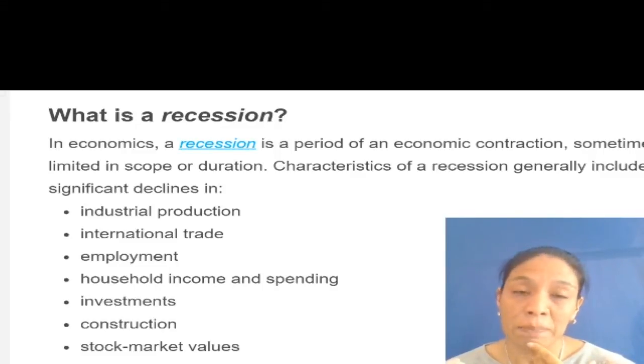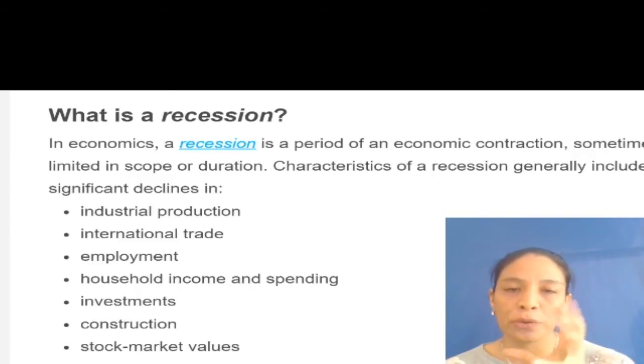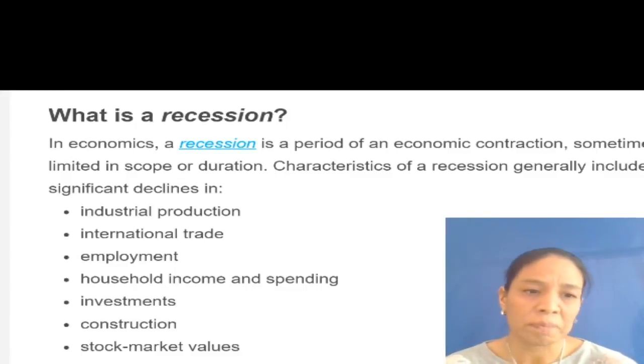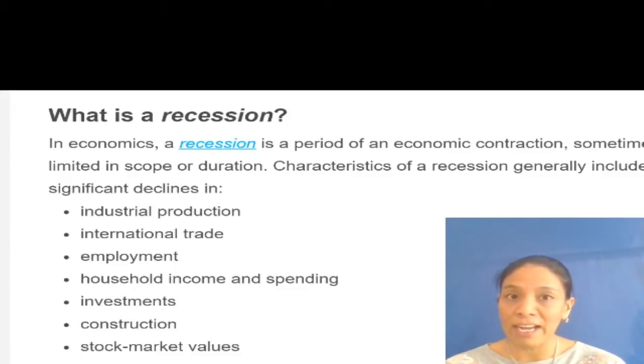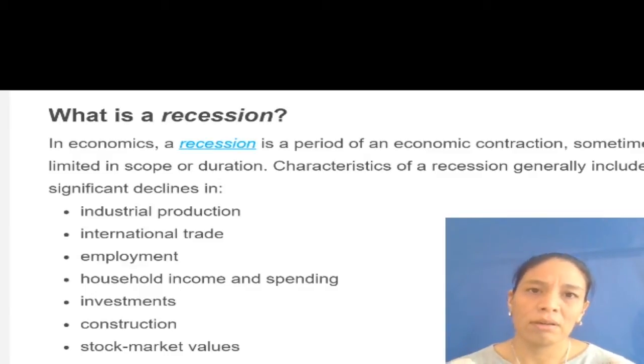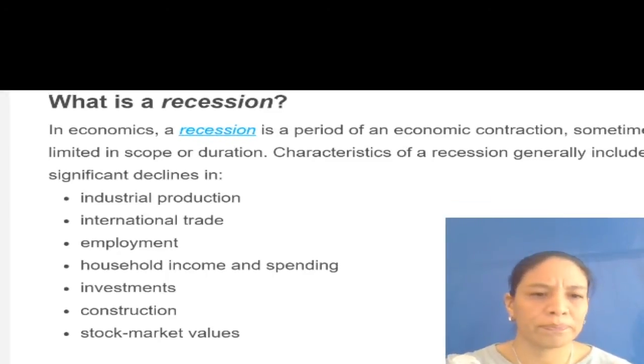Okay. International trade, employment, as we just mentioned, people are being laid off. Household income and spending, everybody is trying to contract, to be very austere in these times of crisis. Okay, but we don't know if this is only going to be a crisis, if it's going to bring on a recession. Investments, construction, stock market values, etc. Right? So that's a recession. When this is prolonged by 2 trimesters, that is 6 months, then we are talking about a recession and not only a downslump in our business cycle. Okay?